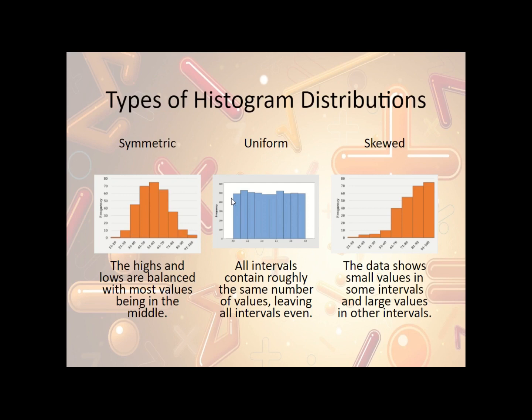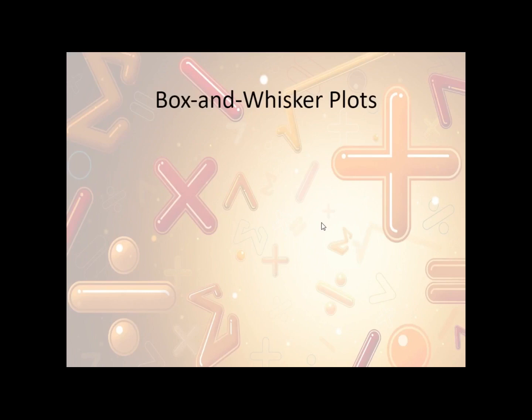Uniform is where they're almost all the same length. So all the way across, they're almost all exactly the same. Now that one might be a little lower, but they're almost all the same. And then skewed is where the data is really low on one side and really high on the other. So it could go here and up, or it could start high and then come low. Those are skewed graphs. Now, what are box and whisker plots?